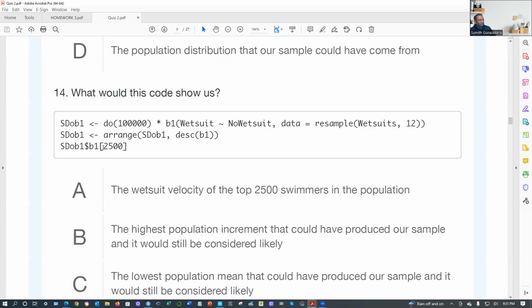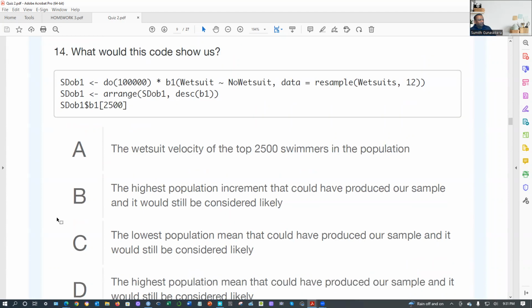The 2,500th one out of 100,250. The 2,500th one would be what? That's the highest population increment that could have produced our sample, and it would still be considered likely.